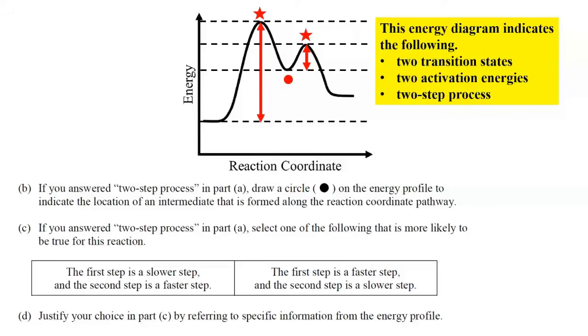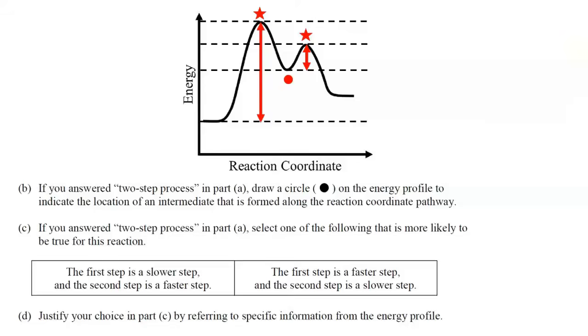All right, part C. If you answered two-step process for part A, which we did, select one of the following that is more likely to be true for this reaction. Is the first step slower and the second step faster, or is the first step faster and the second step slower? Well, how are we going to figure this out? Let's compare the magnitude of the activation energies for step 1 and step 2. I can see a much larger magnitude of activation energy for step 1 as compared to step 2.